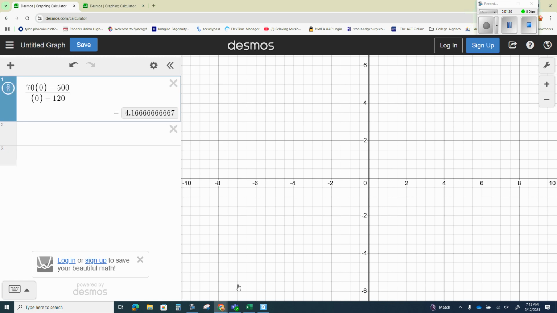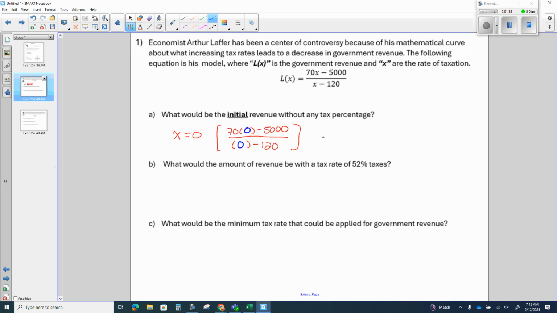And I can see I got 4.16 repeating. Again, if I want it as a fraction, it's 25 over 6, so I just have to hit that button right over here, and it will switch it over. So either one of those answers is fine. So I'm going to go 25 over 6. So this is roughly 25 over 6. That's the initial value. So what would the amount of revenue be at taxation of 52?